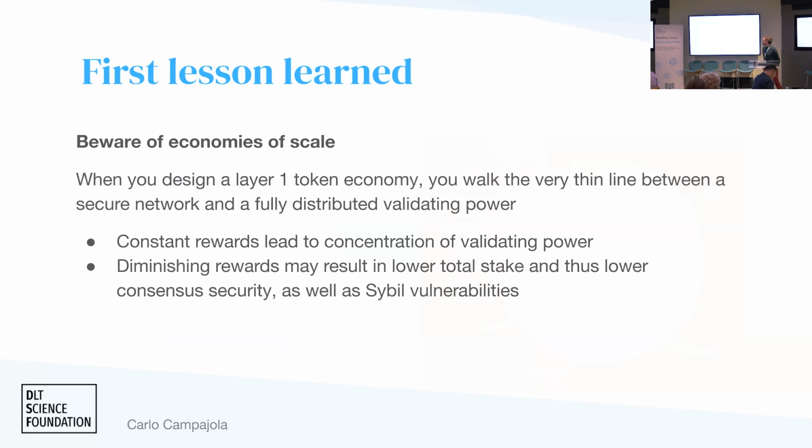When you design a layer 1 token economy, where you need to preserve your consensus security, you walk a very thin line between a secure network and a fully distributed validating power. So economies of scale tell you that constant rewards lead to concentration of validating power, and diminishing rewards, although they may sound appealing in that they can solve the economies of scale problem, may result in a lower total stake, because you're not going to attract high stake individuals, since they get diminishing rewards if they try to stake more, and then lower consensus security, as well as Sybil vulnerabilities.